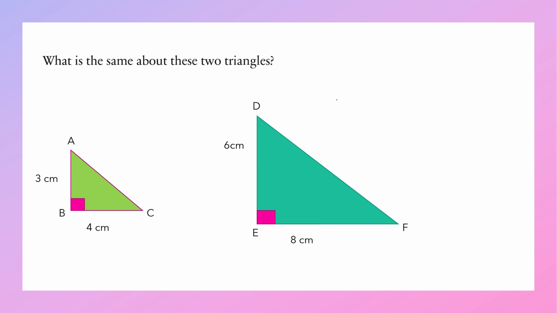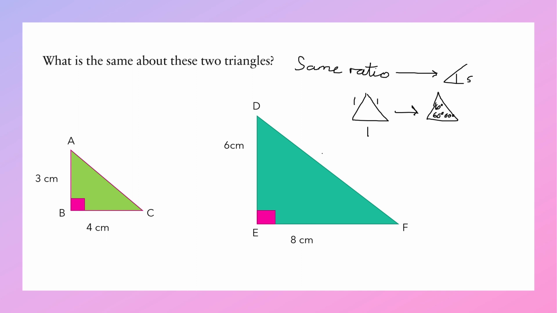So we know already that the ratio of the sides is the same, but what else do you think is the same? If I had an equilateral triangle, we know that the angles are going to be the same. So one rule is that if the ratio of sides is the same, then the angles are going to be the same. Let's see how this applies here.